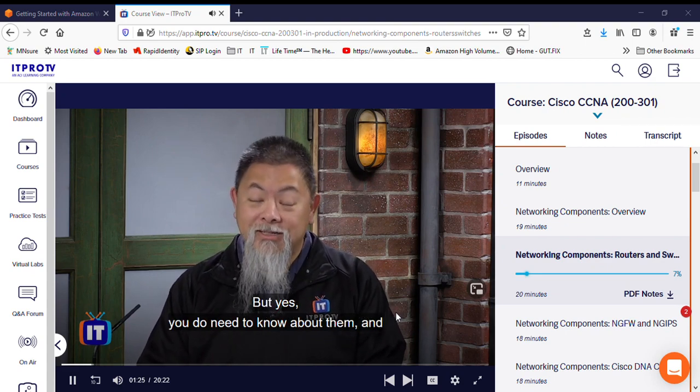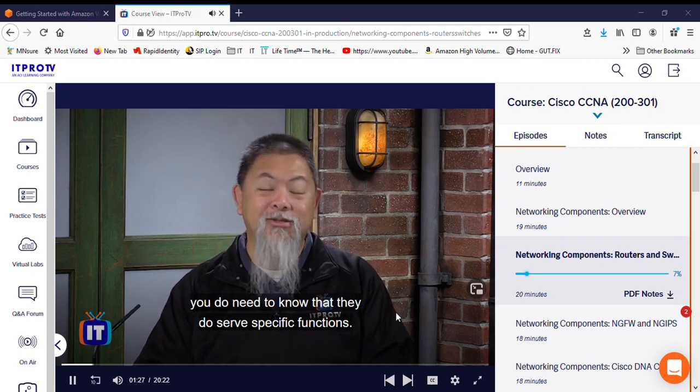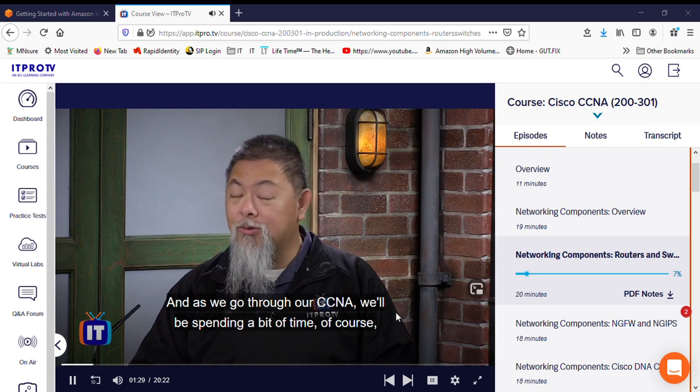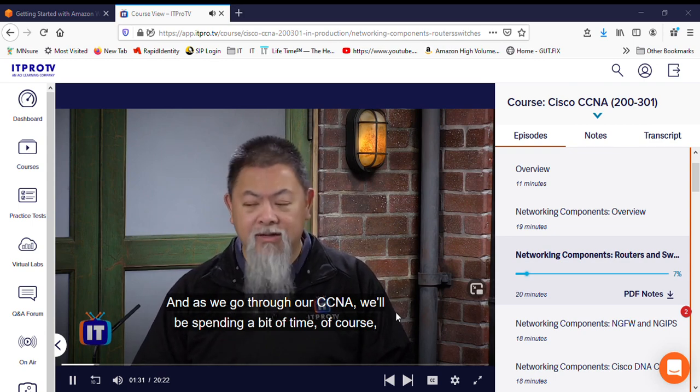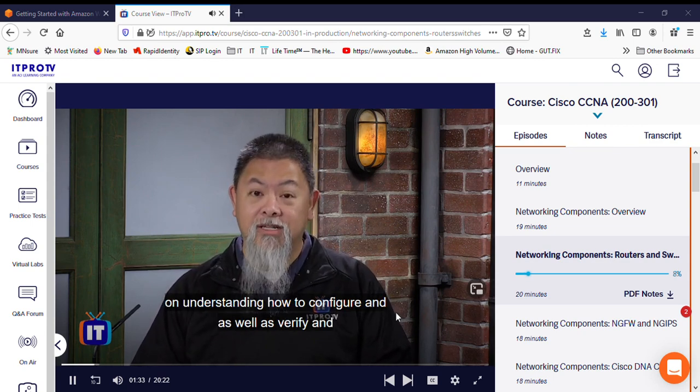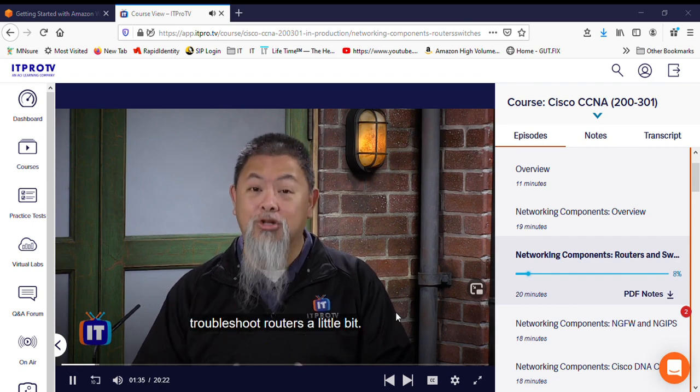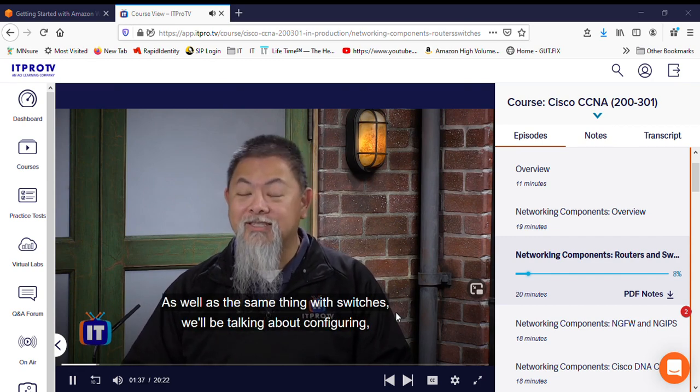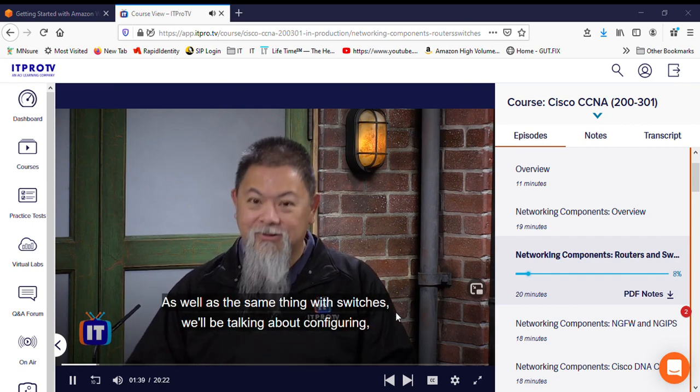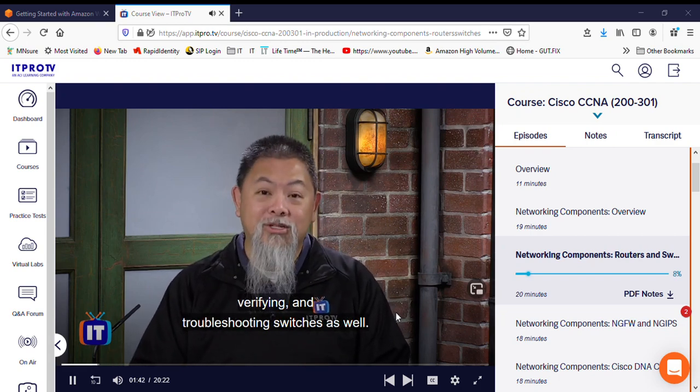But yes, you do need to know about them, and you do need to know that they do serve specific functions. And as we go through our CCNA, we'll be spending a bit of time, of course, in understanding how to configure as well as verify and troubleshoot routers a little bit, as well as the same thing with switches. We'll be talking about configuring, verifying, and troubleshooting switches as well.